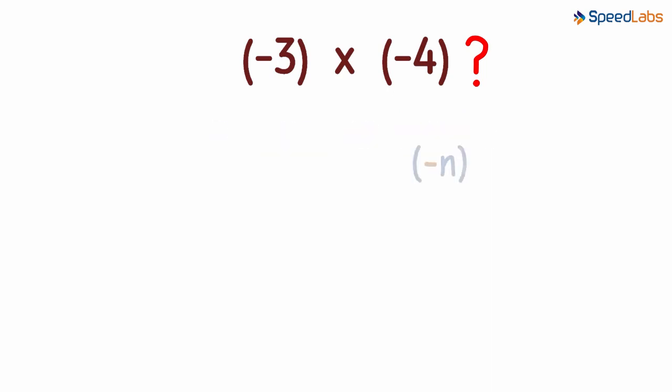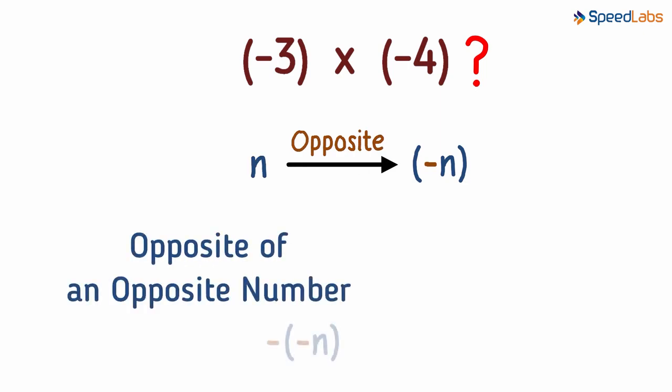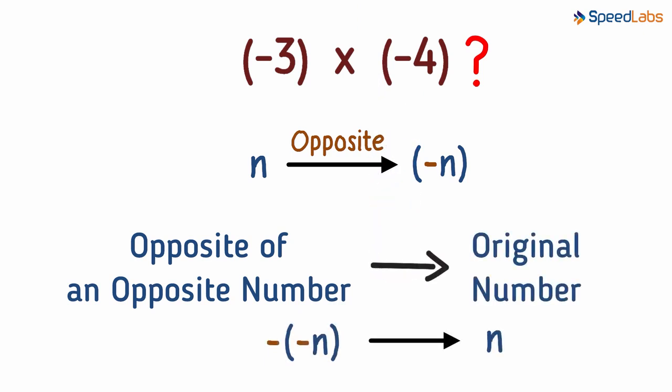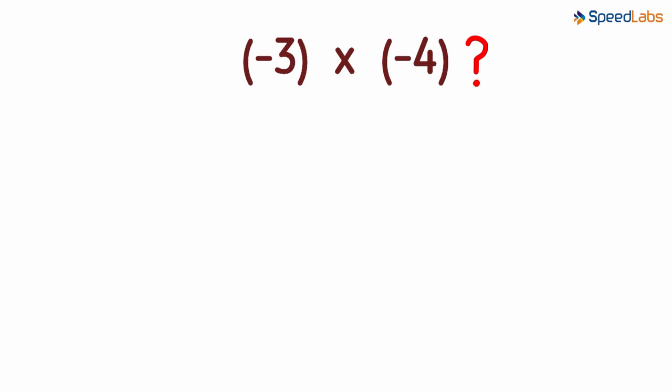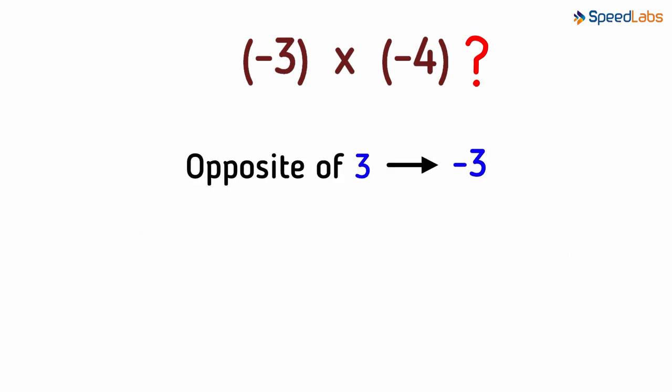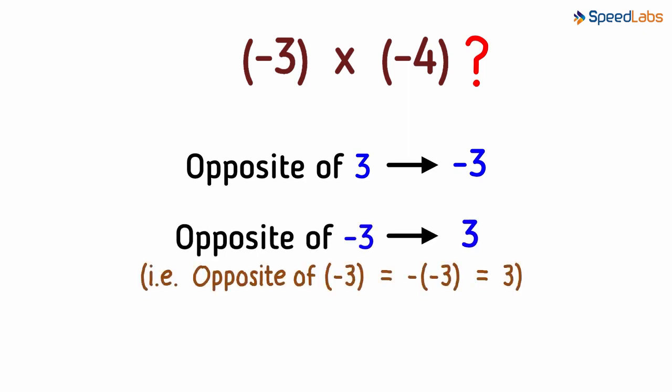We know that negative numbers represent the opposite of corresponding positive numbers. But what happens when we find the opposite of an opposite? We get the original number, that's right. Look at this example. The opposite of 3 is negative 3. And finding the opposite of negative 3 gives us 3, which is the original number.